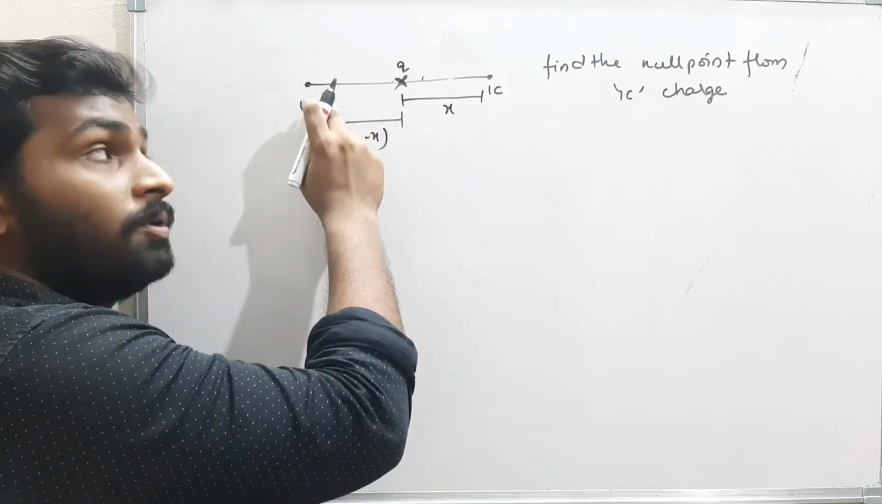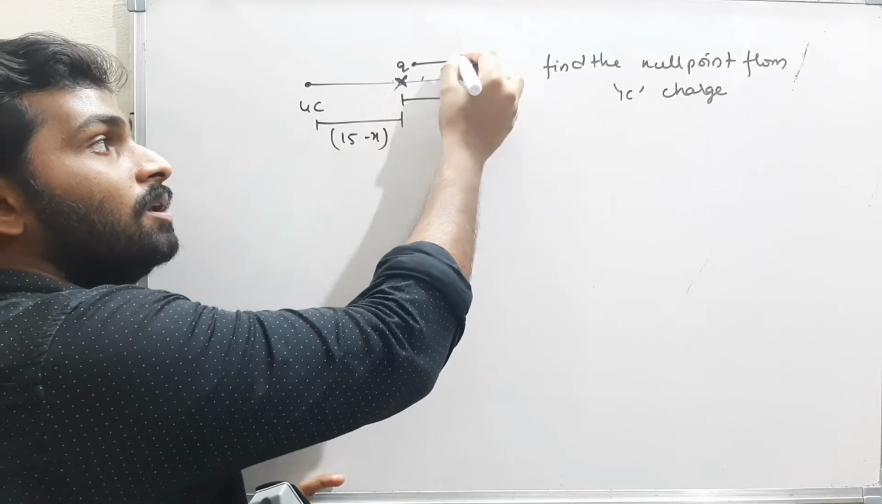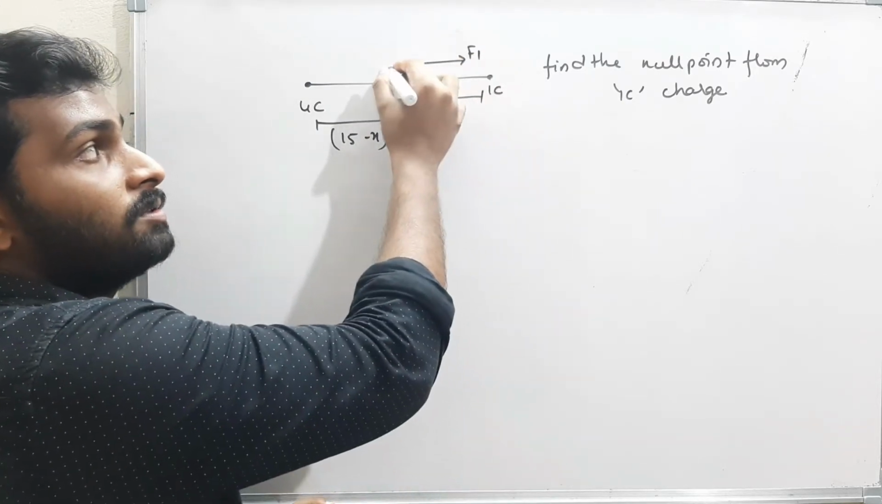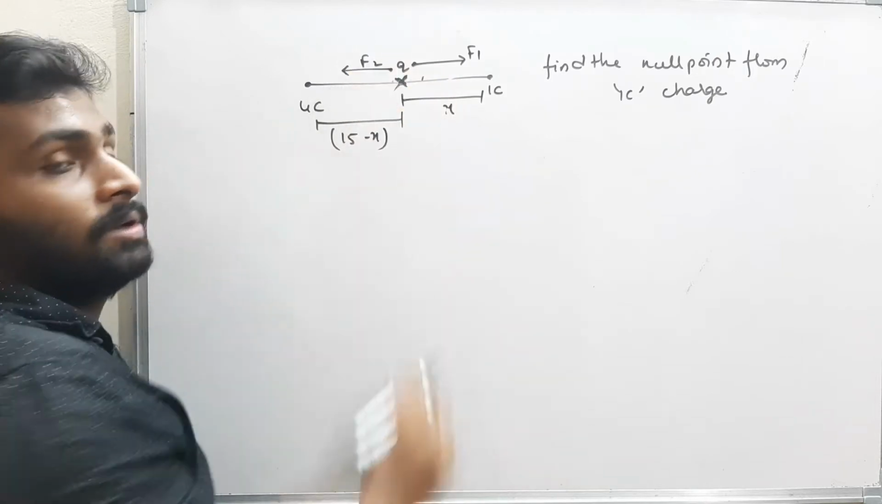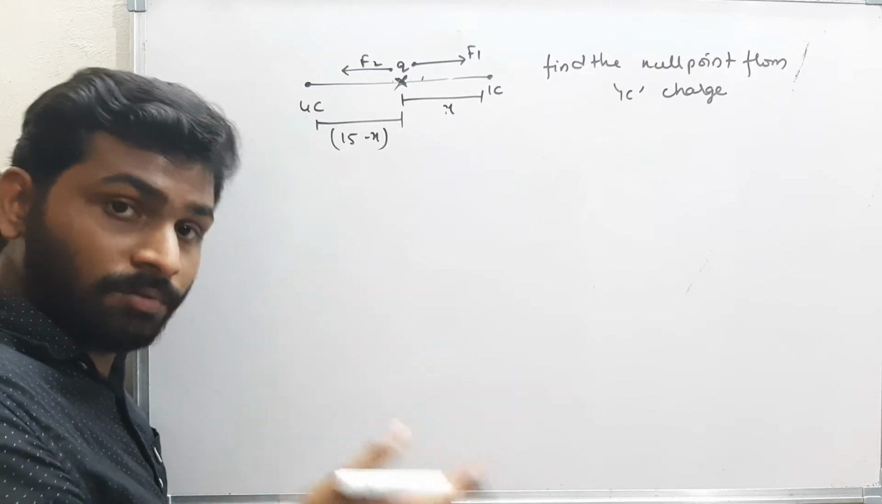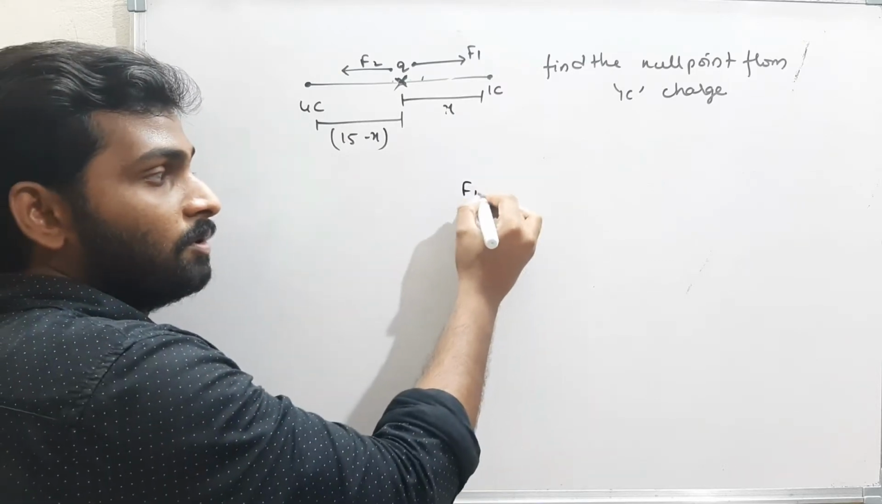The force because of the 4 coulombs will be in this direction, that is F1, and the force because of the 1 coulomb will be in this direction, that is F2. At the null point, the force F1 must be equal to F2. That is the meaning of null point. Therefore, F1 must be equal to F2.